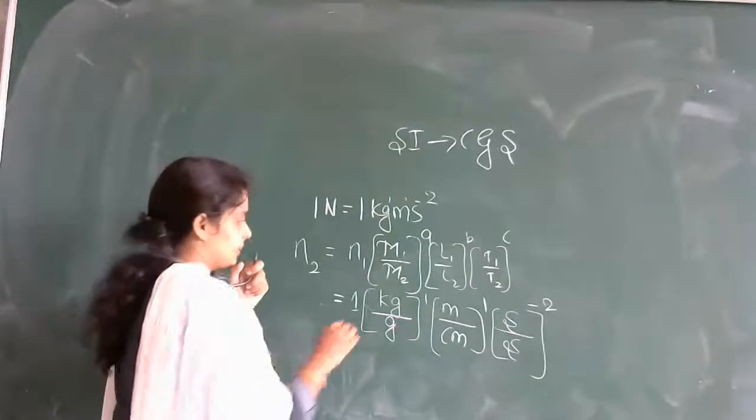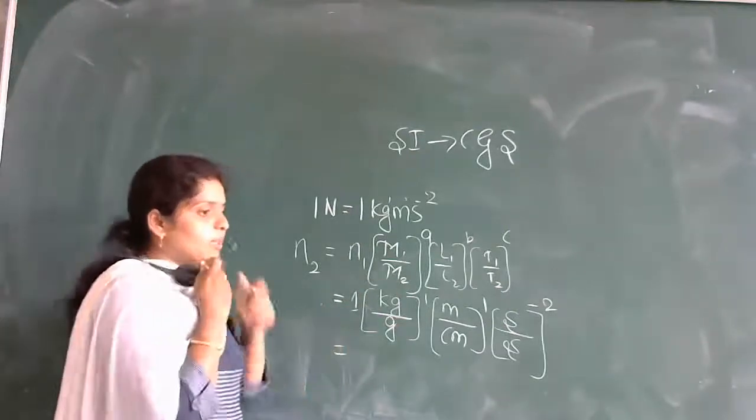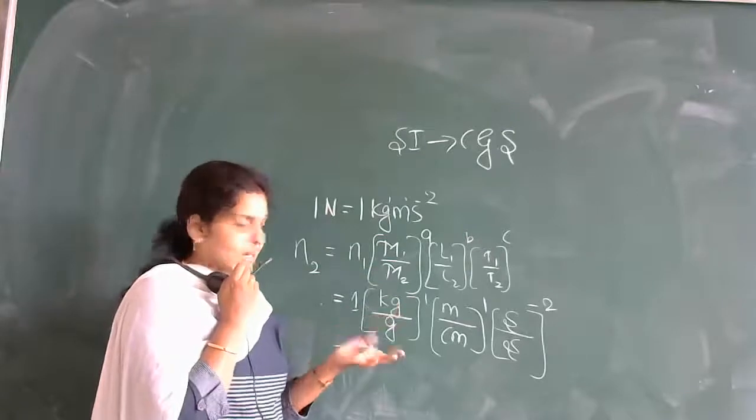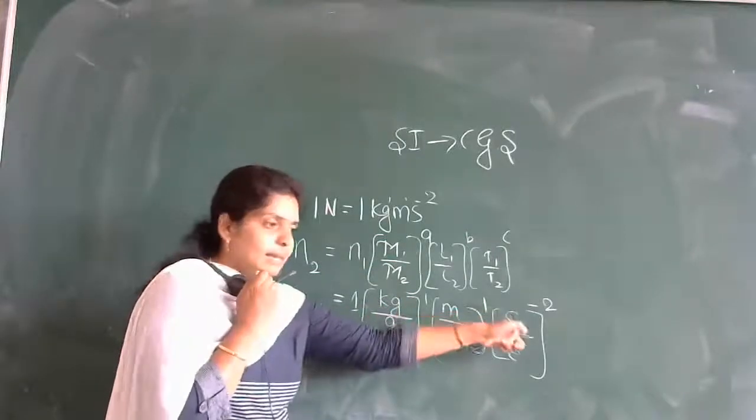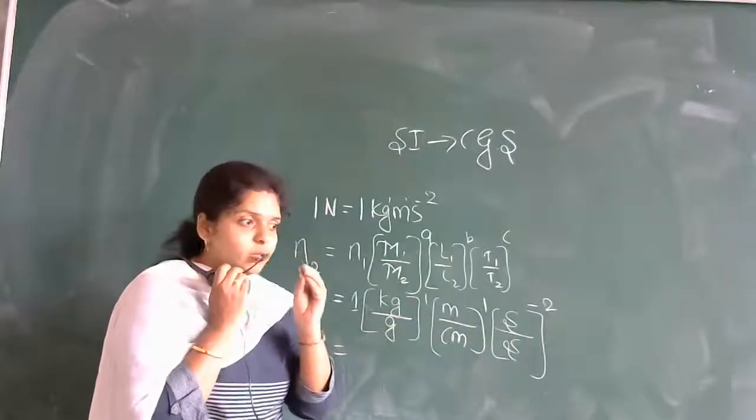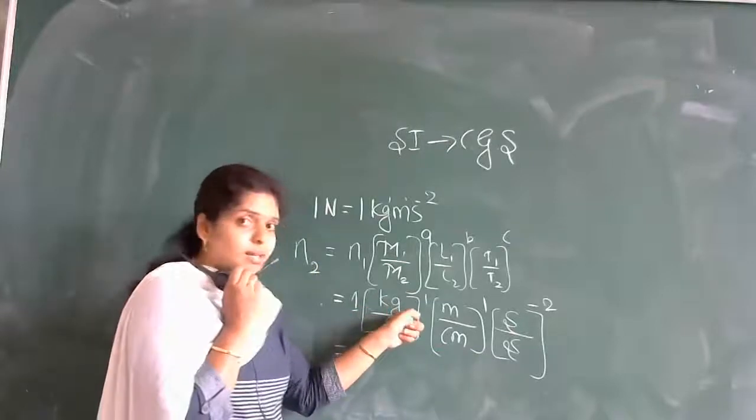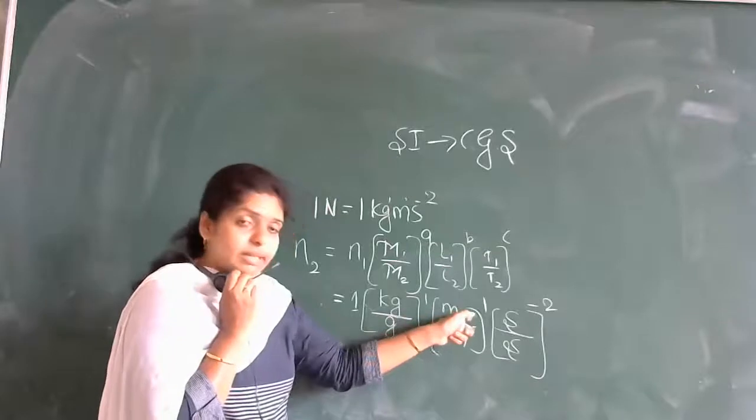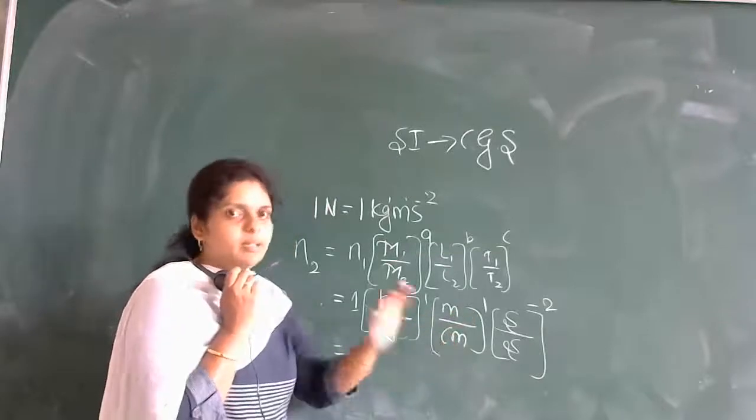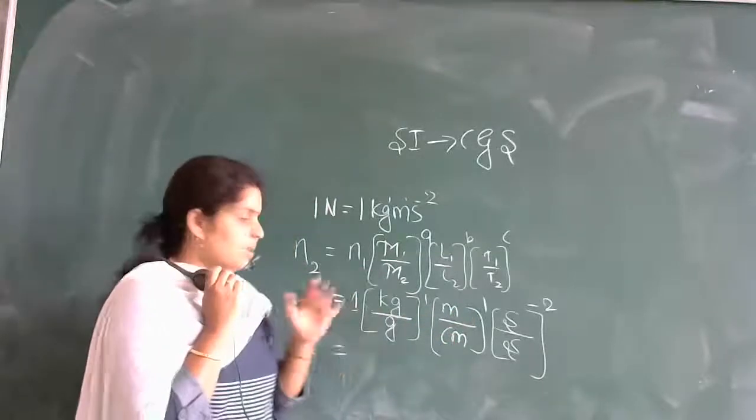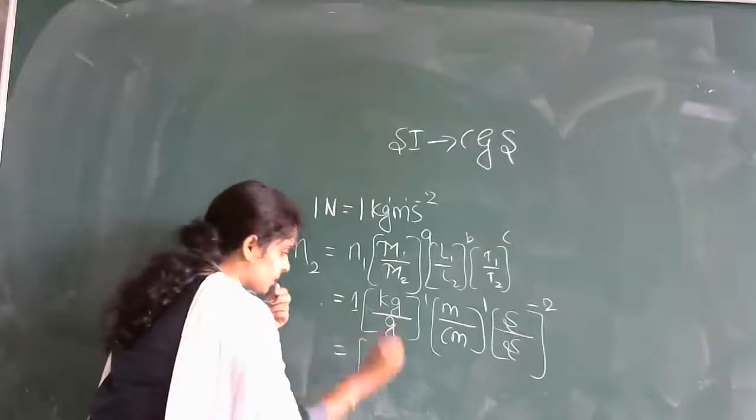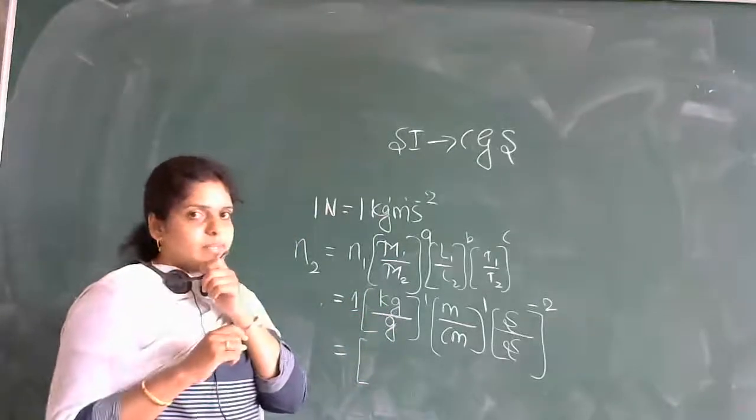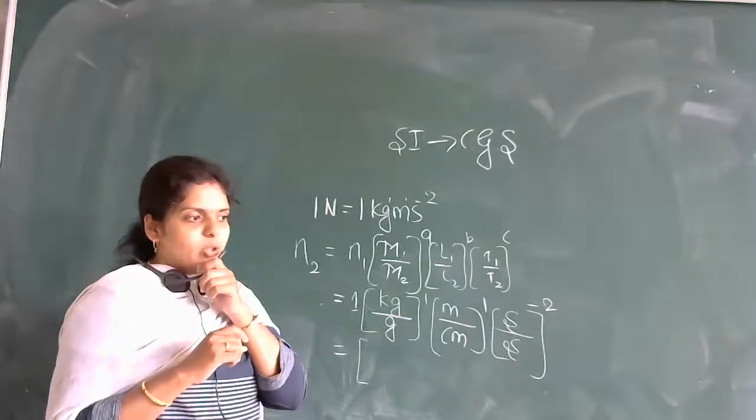Now, what do we have to convert into? We have to convert into CGS units. kg meter second is the SI unit. Convert kg in terms of grams, convert meter in terms of centimeter, then the work will be over. How to convert? See, 1 kg is equal to how many grams?